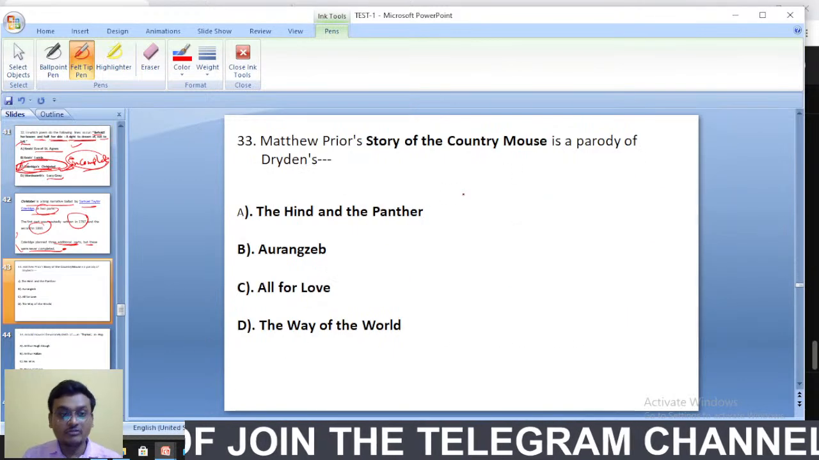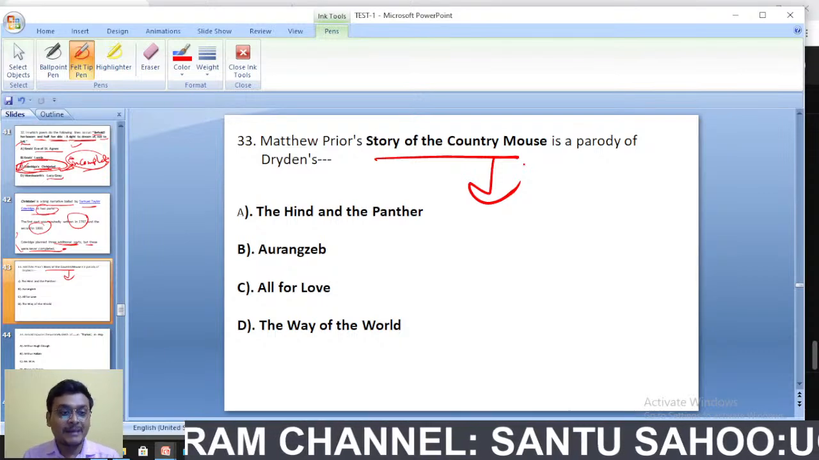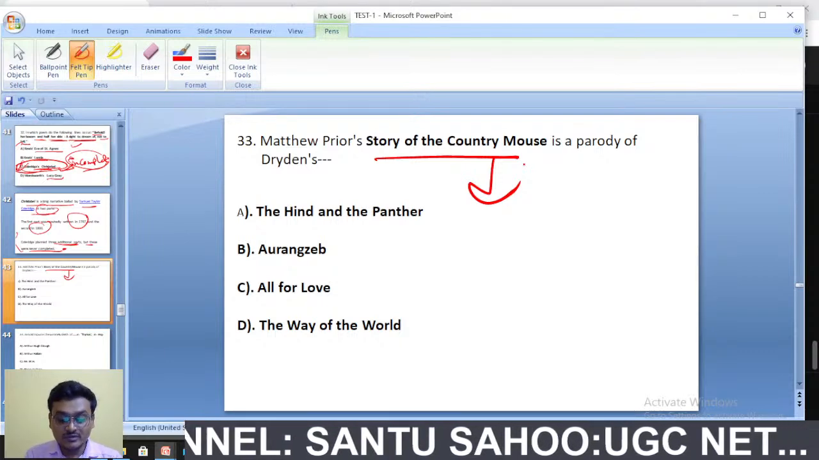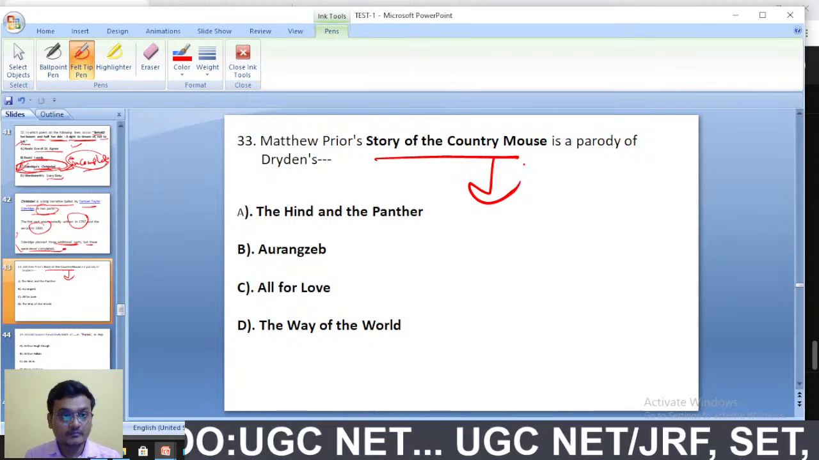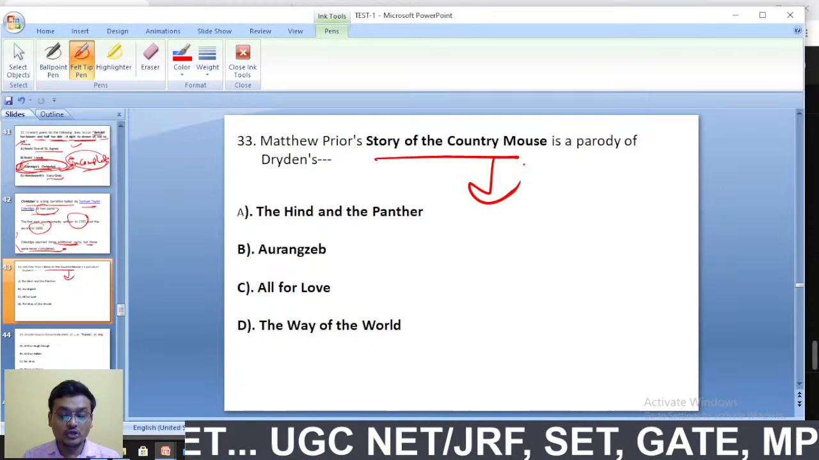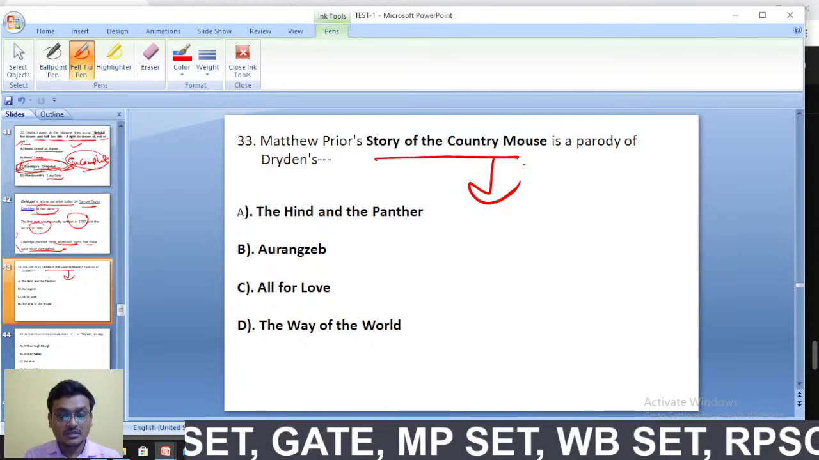Okay. Next question, Matthew Prior. The Story of the Country Mouse is a parody of Dryden's which work? The Hind and the Panther, Aurangzeb, All for Love, The Way of the World. Matthew Prior has written The Story of the Country Mouse, which is a parody.